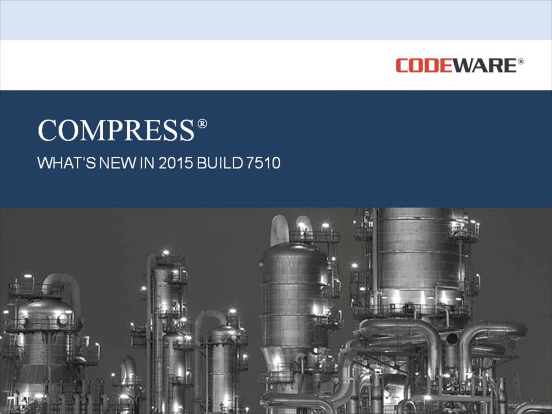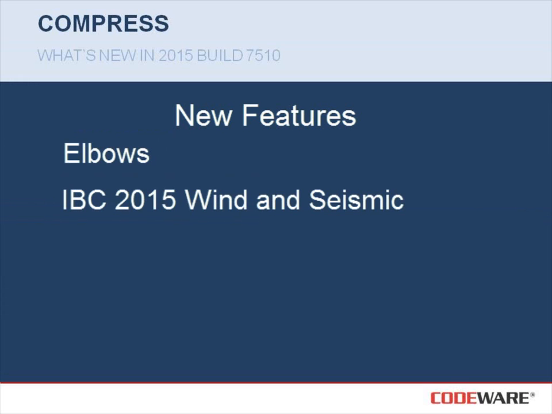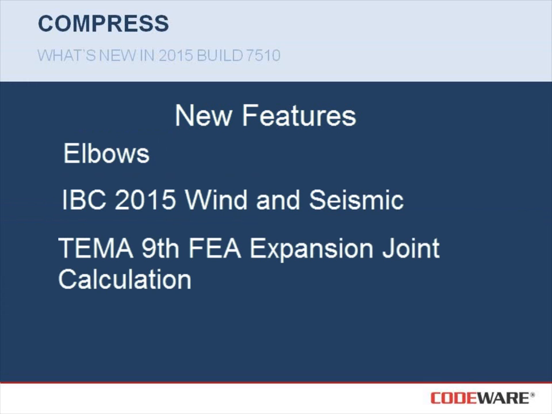Today, I want to go over some of the new features that are going to be available to you in this build. Some of the new features are going to include elbows, our IBC 2015 wind and seismic update, our TEMA 9th FEA expansion joint calculation, as well as a new enhanced appearance for our user interface. So with that, let's go ahead and get started.